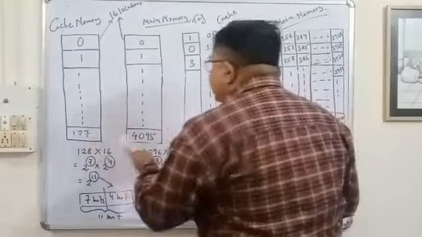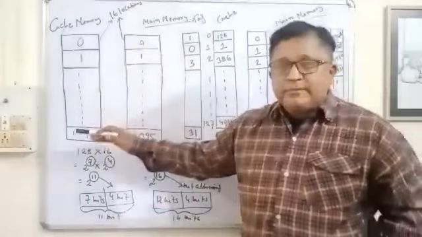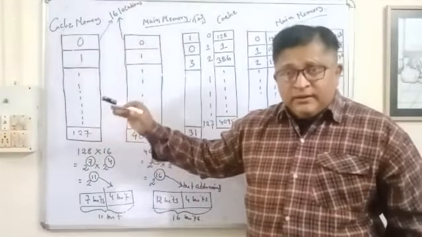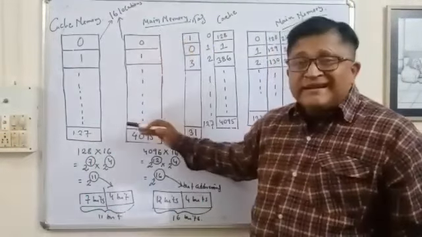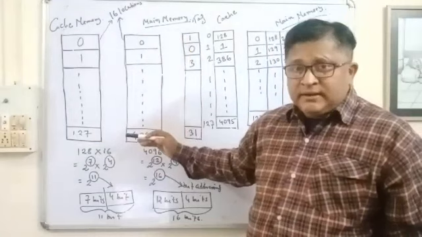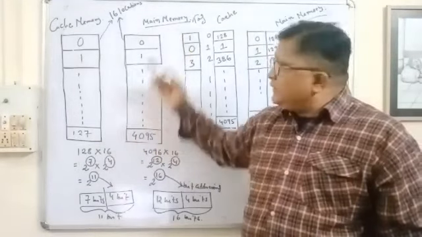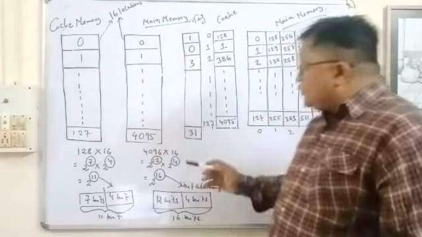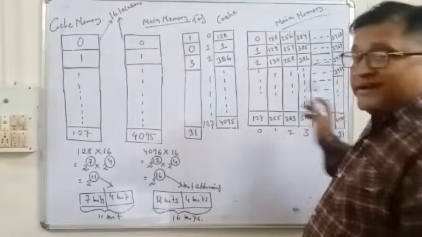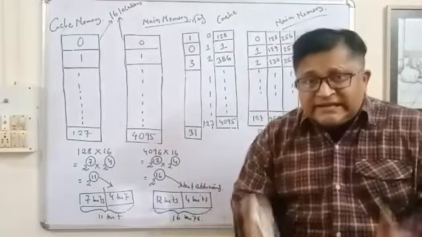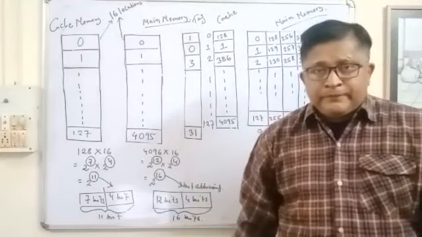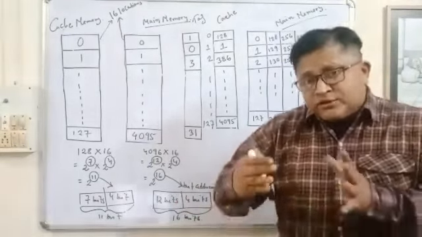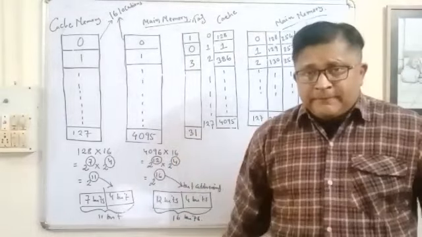Now see, we have in our example 128 frames in the given cache memory, and 4096 pages in this particular example of the main memory. So let's divide main memory in such a way that each segment is compatible with the cache memory at a time.